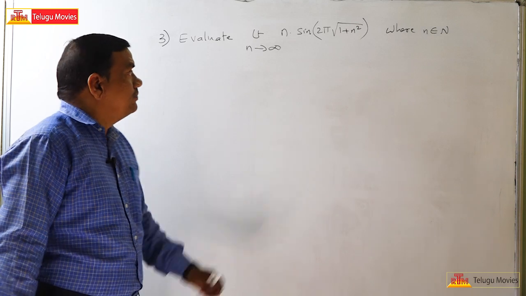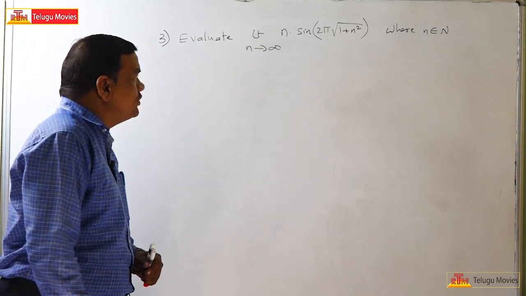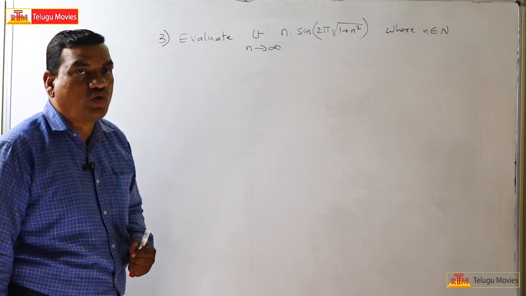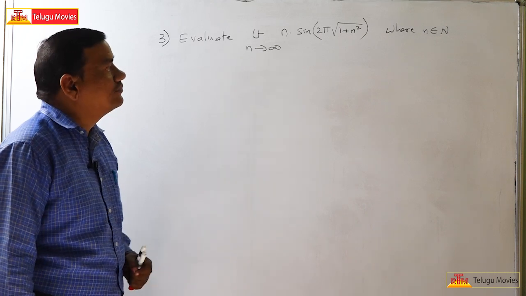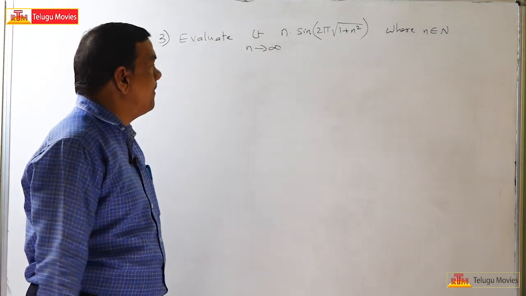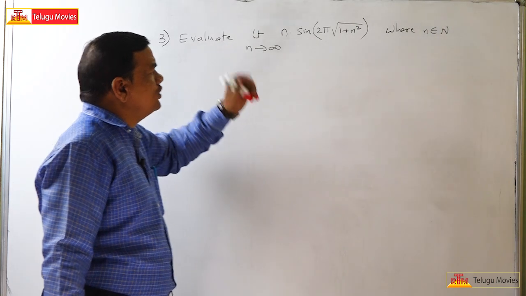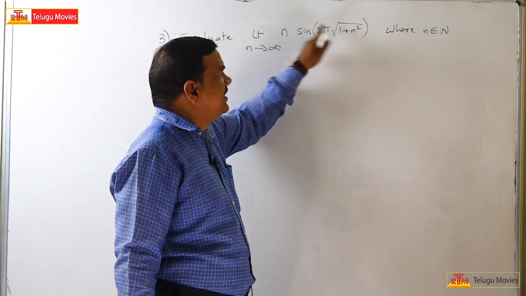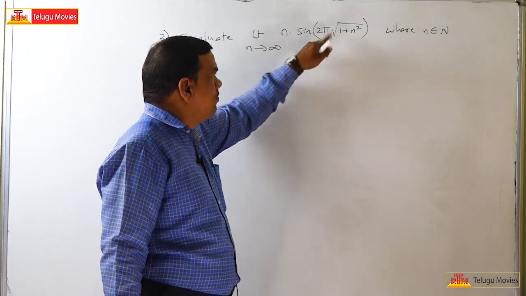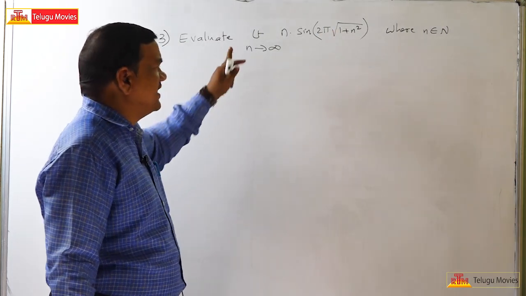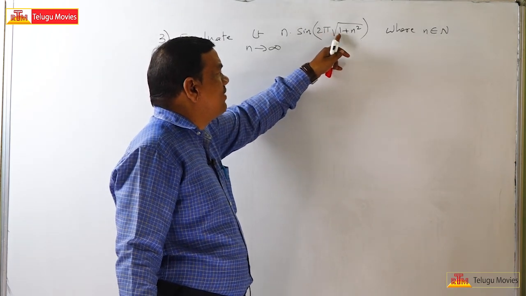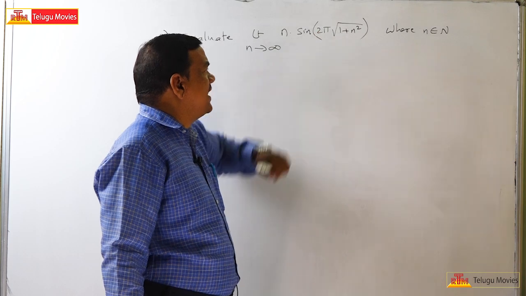Welcome to this problem. Evaluate limit n tends to infinity of n times sine of 2 pi under square root of 1 plus n square, where n is a natural number. How to do this problem? Generally students take n square common outside. Here modulus of n will come, and as n is positive you can take n, no problem. So 2 pi n will come, root of 1 by n square plus 1, again 2 pi n.